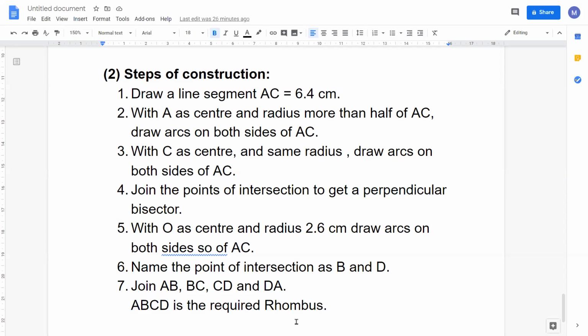So as I told yesterday, first question, then rough diagram, then original diagram, then steps. Like that you have to copy and complete the diagram.